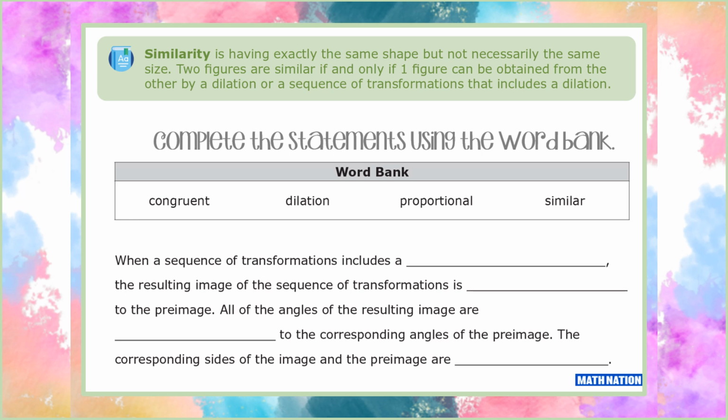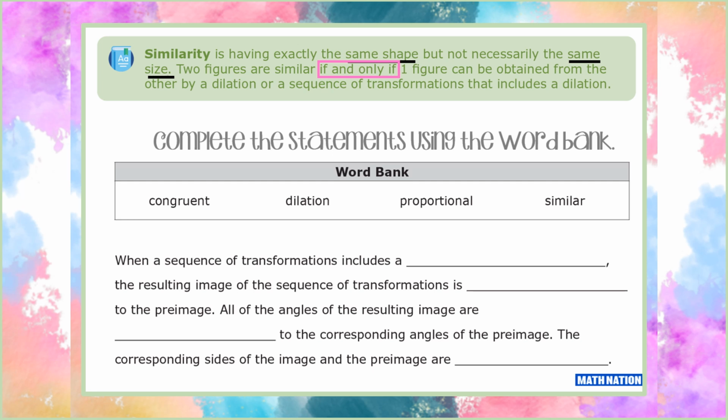Similarity is having exactly the same shape, but not necessarily the same size. Two figures are similar if and only if, remember that's a biconditional statement, it goes in both directions, one figure can be obtained from the other by dilation or a sequence of transformations that includes a dilation. We have a word bank there and we have to fill in the blanks.